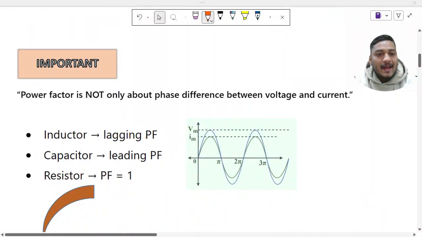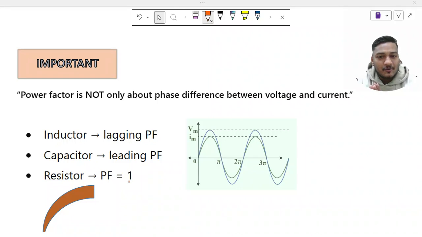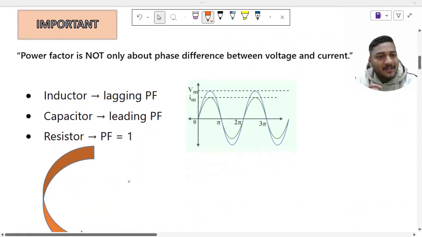Okay, so inductive is a lagging power factor, capacitive is a leading power factor, and for resistance the power factor is unity. I have already told you that. But whether these things are always true? No, this is not always true. Why am I saying this?